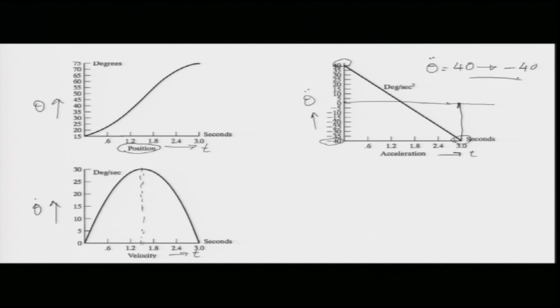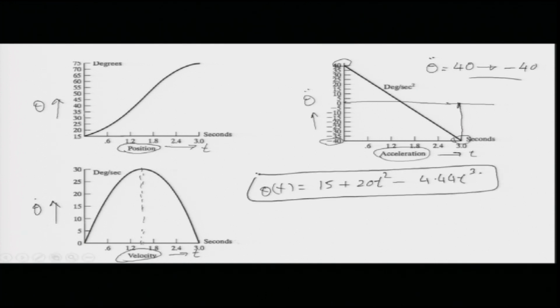Now, this gives me the position, velocity and acceleration plots. When we put in our cubic polynomial, and what was our cubic polynomial? It was theta of t equal to 15 plus 20 t squared minus 4.44 t cubed. When I put in this cubic polynomial and found theta, theta dot and theta double dot, the trajectory looks something like this. The change of position looks like this, change of velocity looks like this and change of acceleration looks like this.